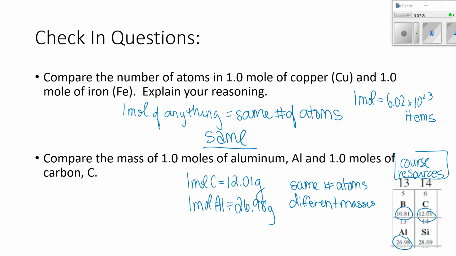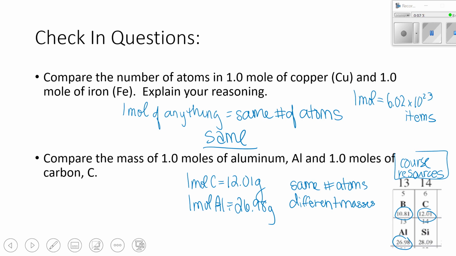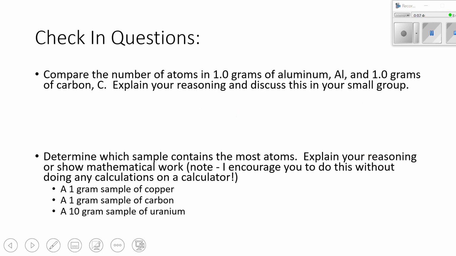Okay, so we're kind of just getting some of these key concepts behind the mole. And we'll do one more set of questions here. These two examples compared what if we had 1 mole of each thing? So we have 1 mole copper, 1 mole iron, 1 mole aluminum, 1 mole carbon. This question says, what if you compare things of equal mass? So what if you have 1 gram of aluminum and 1 gram of carbon? How can we compare the number of atoms in them?